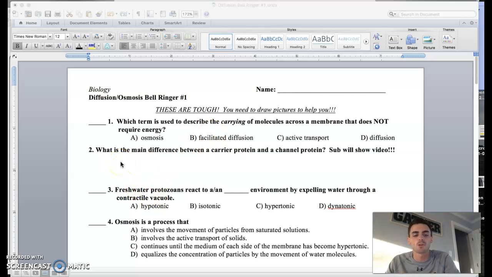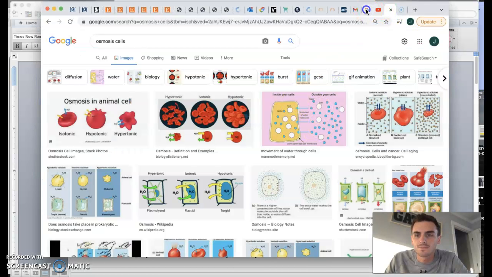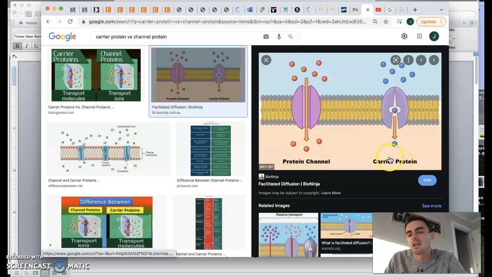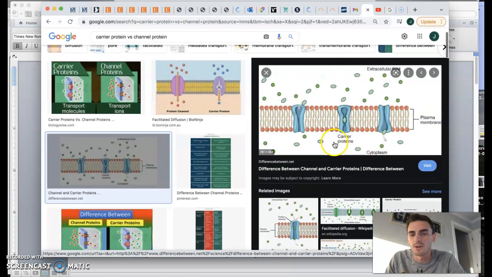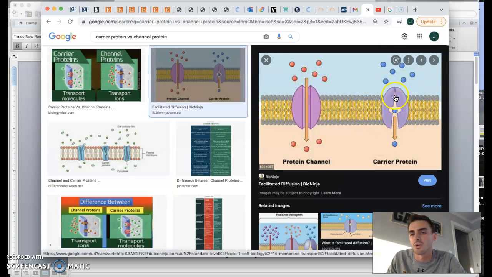Number two, what is the main difference between a carrier protein and a channel protein? If Mrs. Huss hasn't yet, make sure you please pause the video and watch the short little snip I left about a carrier protein versus a channel protein. What I would do really quick is just show you this picture right here. Like we talked about yesterday, a channel protein has one little groove that is specially designed to let certain things across. Whereas a carrier protein, like the video and this diagram show, changes shape as it gets that particle to move across. You'll see first the opening's over here, it lets it in, and then it lets it out, and it changes shape as it goes.